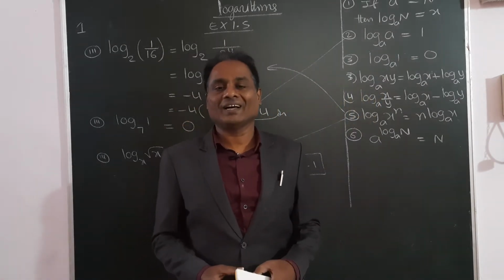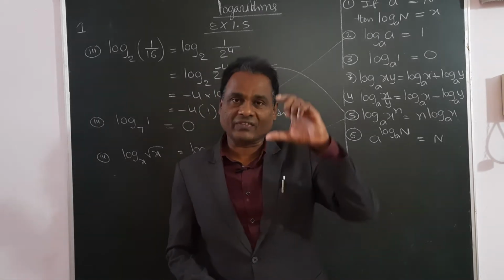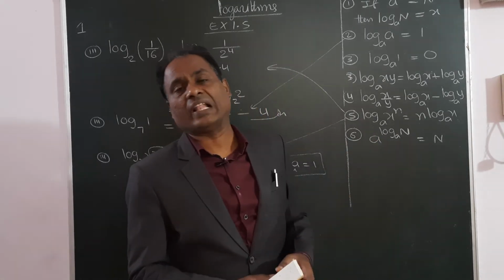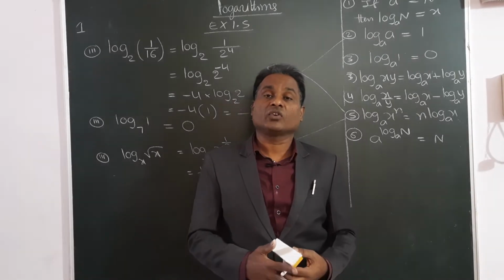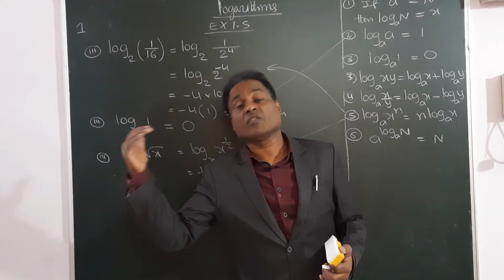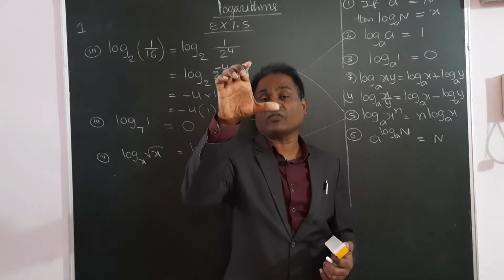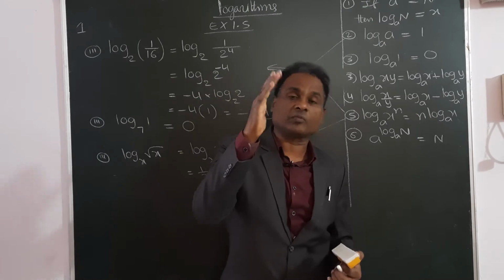We are continuing our first chapter, Real Numbers, in that a separate topic which is logarithms. Yesterday we started these logarithms and first I explained the definition of the logarithm. Exponential form can be converted into logarithmic form. Both ways you have to understand. If exponential form is given, you have to convert it into logarithmic form, and logarithmic form into exponential form.